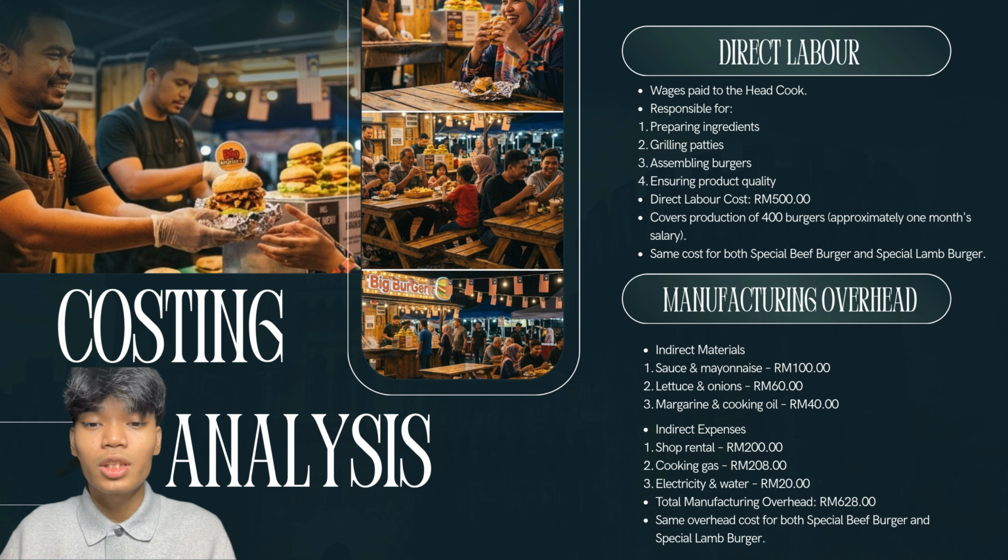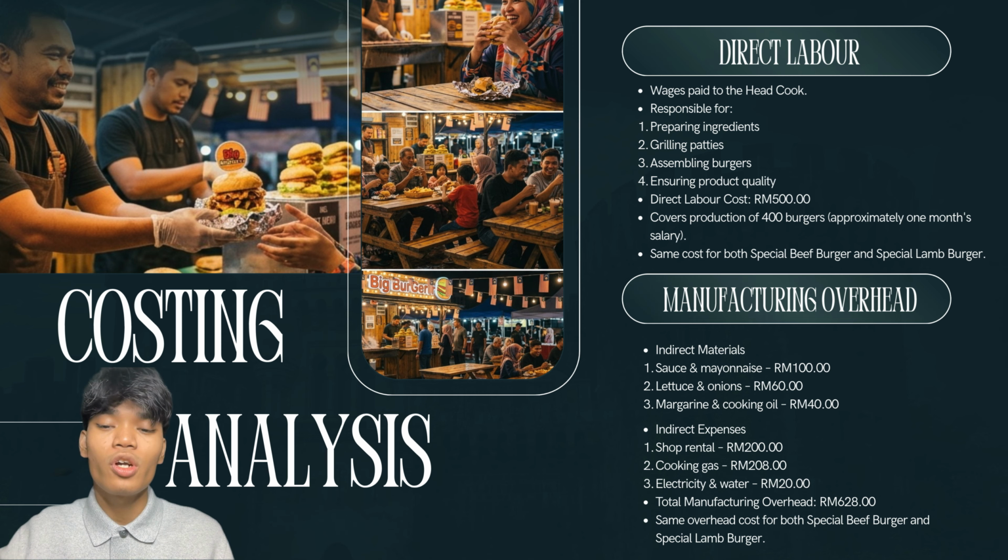The direct labor cost is paid to the head cook, who is responsible for preparing the ingredients, grilling the patties, assembling the burgers, and ensuring the quality of every product. The total direct labor cost is 500 Malaysian ringgits, which cover the production of approximately 400 burgers per month. This labor cost is the same for both the special beef burger and the special lamb burgers.